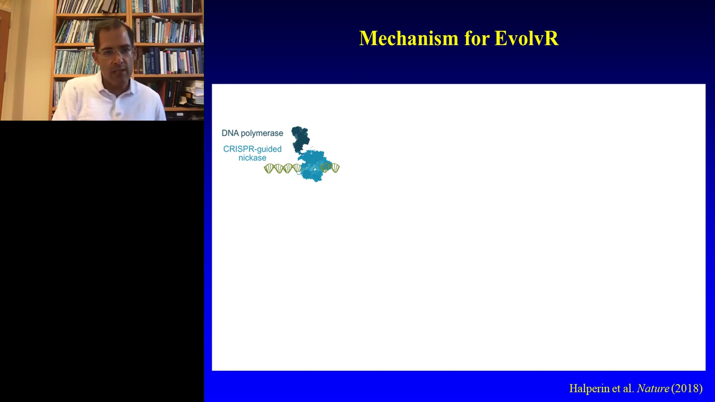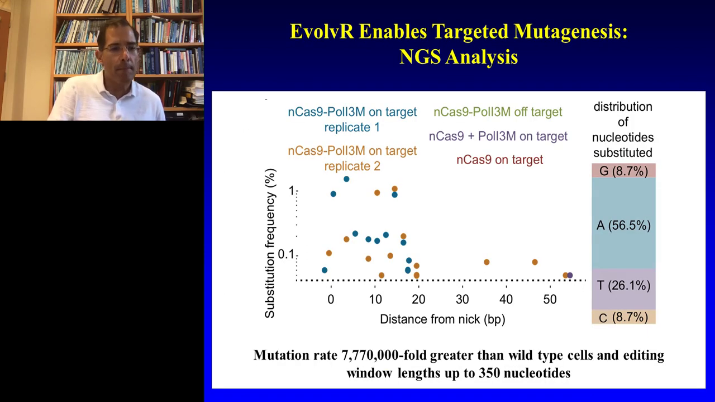You know, A to T might be more likely than a T to A or G to C, or perhaps you want even probability of mutations from any base to any base. And finally, you can change the processivity, which ends up changing the number of nucleotides or the window over which mutagenesis is introduced into a target locus in the genome.